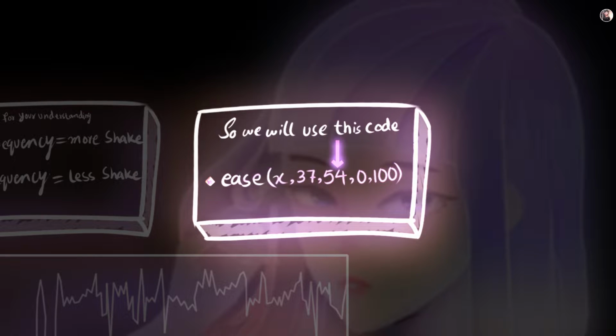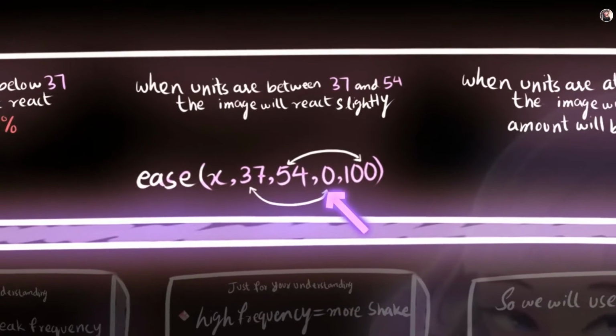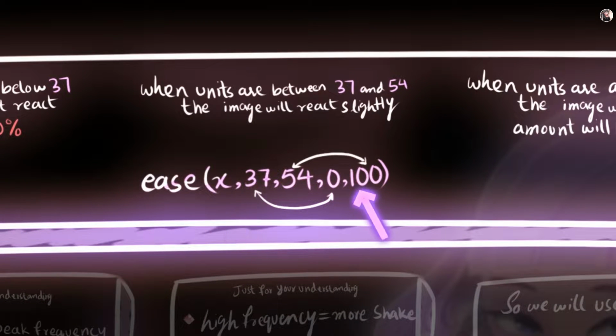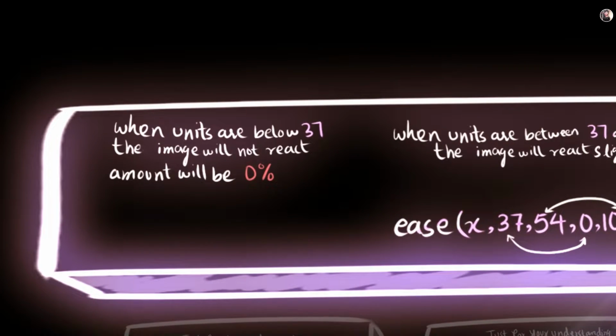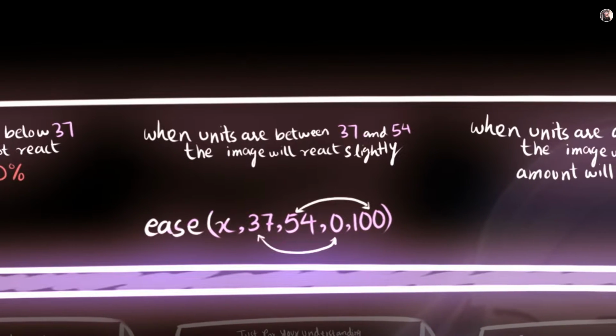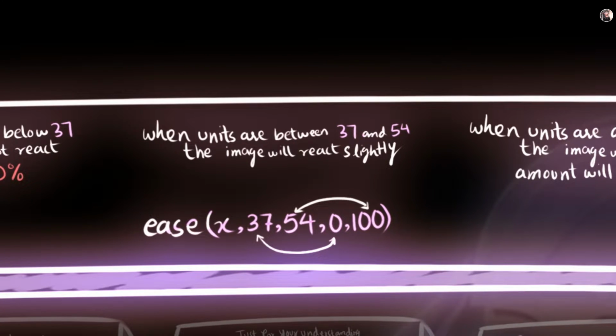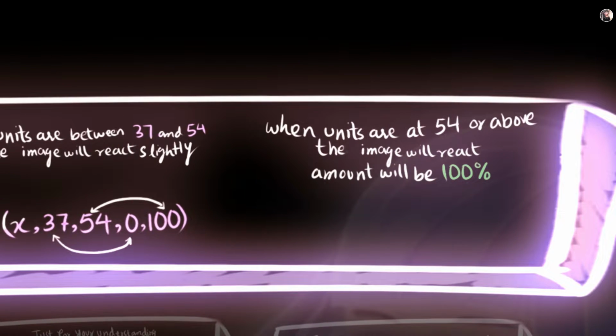Then 54, which is the beat drop. Then 0 and then 100. 0 belongs to 37, while 100 belongs to 54. When units are below 37, the image will not react, amount will be 0%. When units are between 37 and 54, the image will react slightly, amount will be between 0 and 100% but not exact. When units are on 54 or above, the image will react, amount will be 100%.